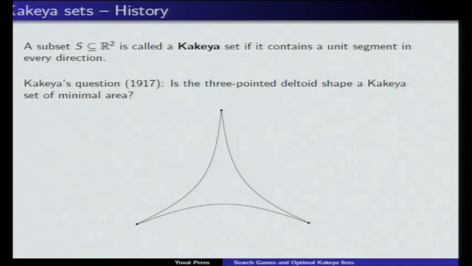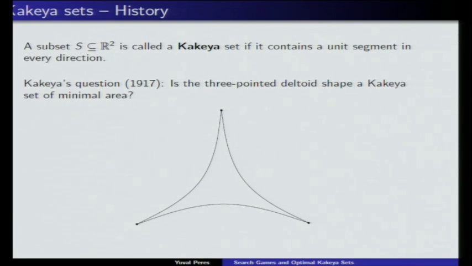And Kakeya's question was to find sets of minimal area of this type. And he really wanted to be able to turn the segment, but I said I'll ignore this distinction. So what is the smallest area in which you can have a unit segment in all directions? And Kakeya had a candidate, this three-pointed deltoid, and you can easily see that you can indeed turn a unit segment inside this. And he asked whether it's the smallest area possible.